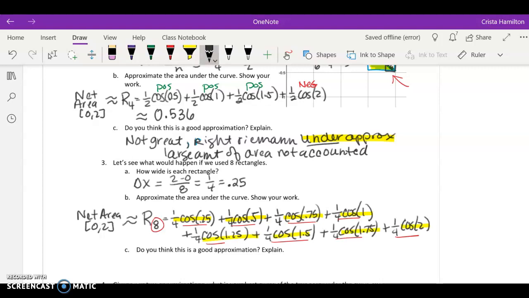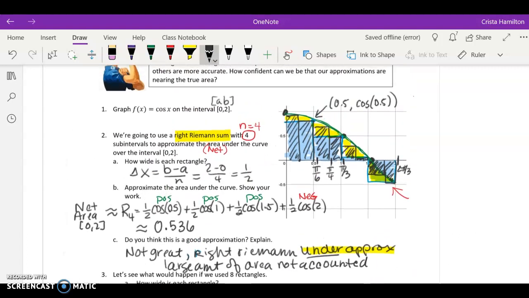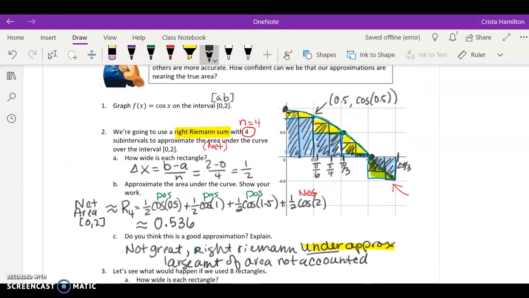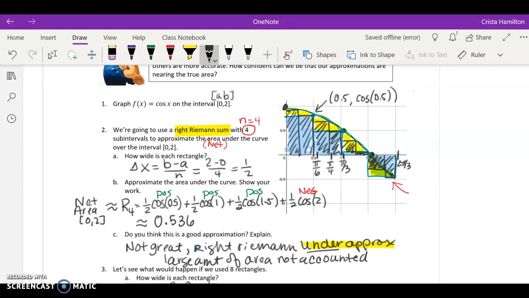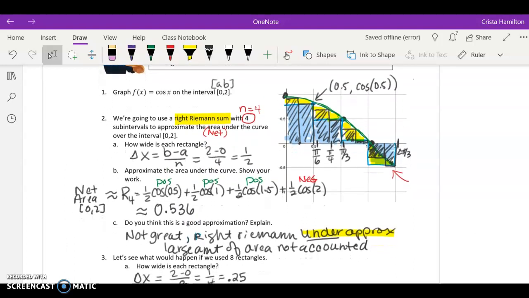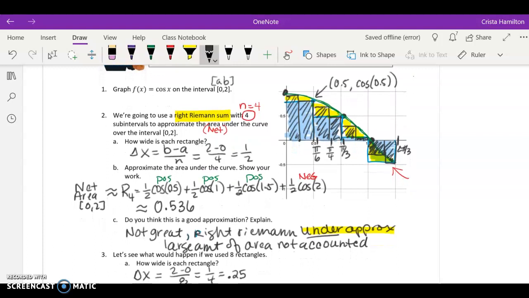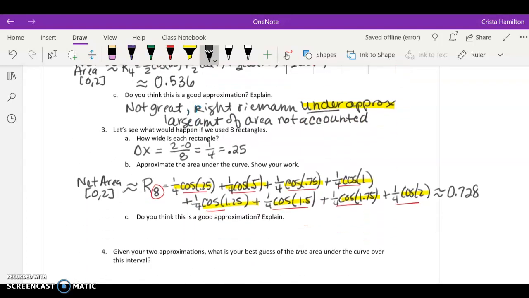All right, and this ends up being approximately 0.728. Now, hopefully, you would agree that this is a much better approximation. You can see that our little leftover yellow areas have been reduced a little bit, because I've included them here. I've added some extra here, and I took out some area down here at the bottom that I was subtracting.